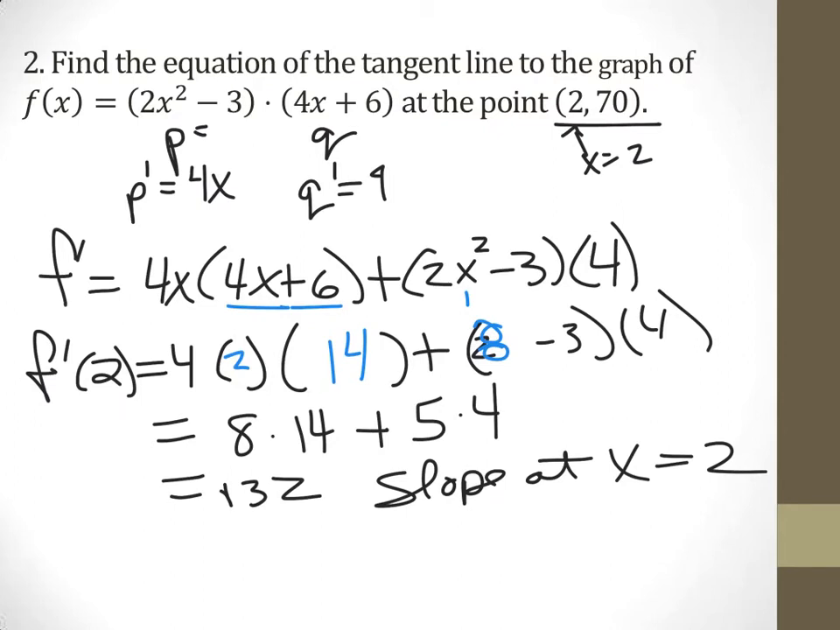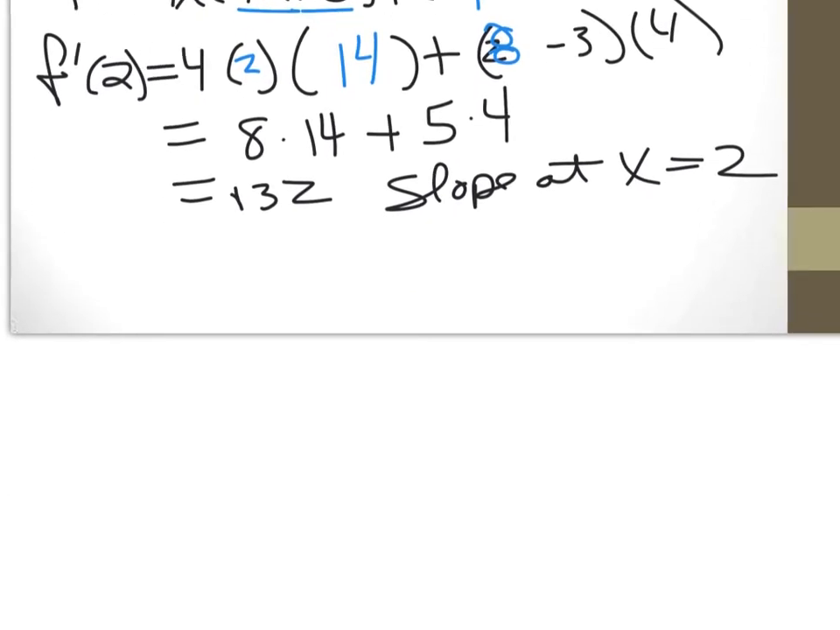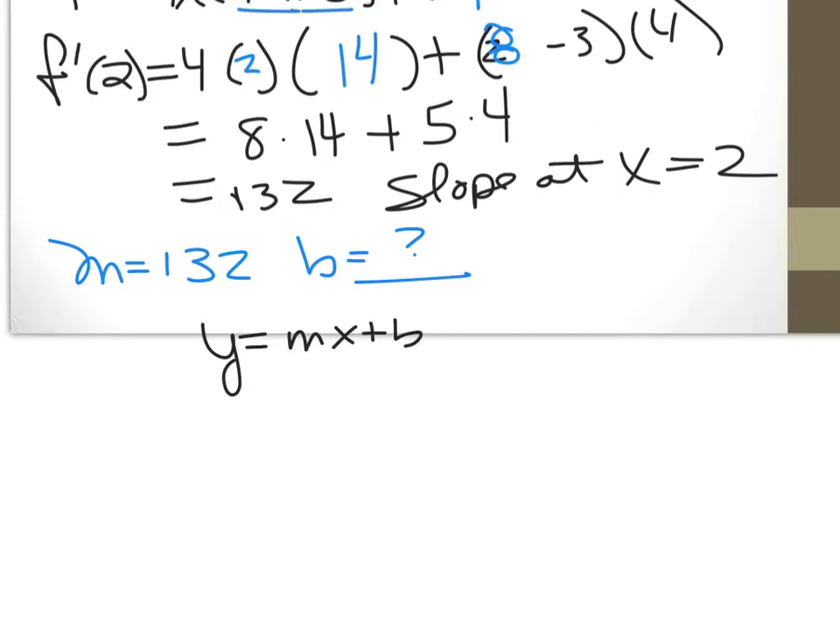So we know when we evaluate a derivative at an x value, that's the slope of the tangent line there. Now what we need next is we got to go find that b, because we want to have an equation. And so we've got m equals 132, b equals, I don't know. So let's go ahead and take y equals mx plus b, and we've got slope, and we also have a point, and the point is (2, 70).